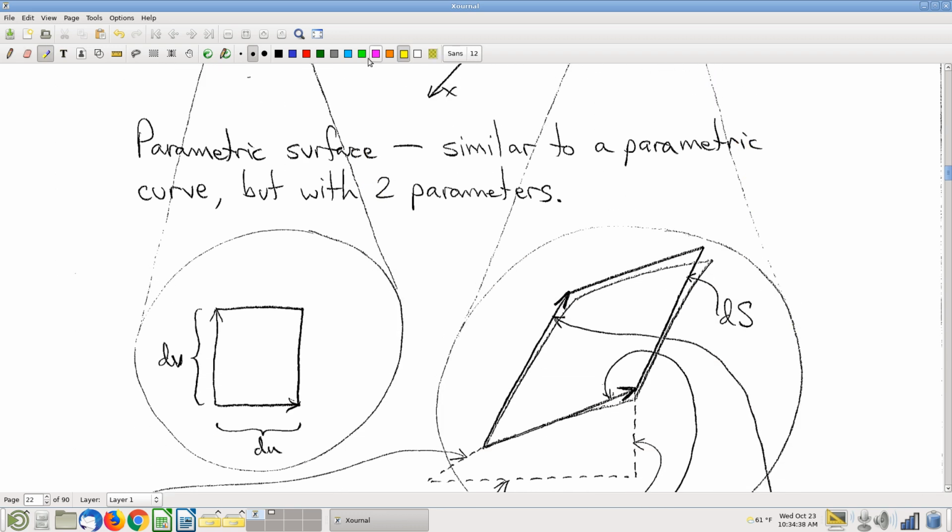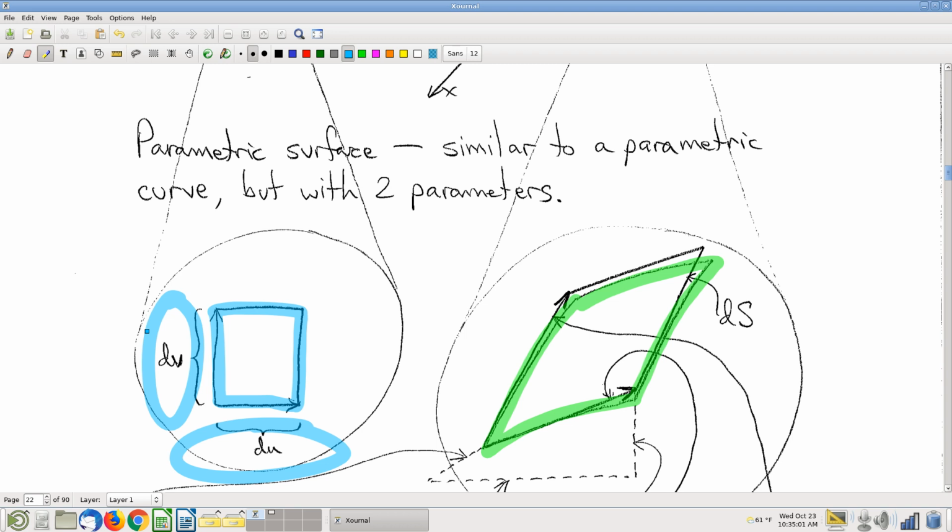Here's my green piece of surface. That is a pullback. That is the image of this little piece of pullback domain, this little blue rectangle. The blue rectangle is easy to understand. This is in the UV plane. The width is du. Right? The height is dv. That part's easy. Right? So this area in here is du dv. No problem.